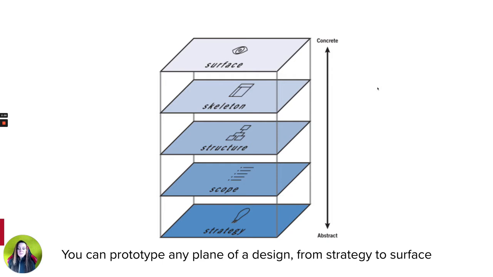And what's cool about prototyping is that you can prototype at any plane of the design process. We've looked at a way of thinking about design where a design starts with a strategy, then you develop a scope, which is its features and functionalities, then you put it into a structure, which is its information architecture, then you develop a skeleton, which is its presentation to the world, its format, how it's organized on a screen or in a room or whatever type of design you're working with. And then the surface level is the visuals, the sensory. And you can prototype at any of these planes, all the way from strategy to surface.